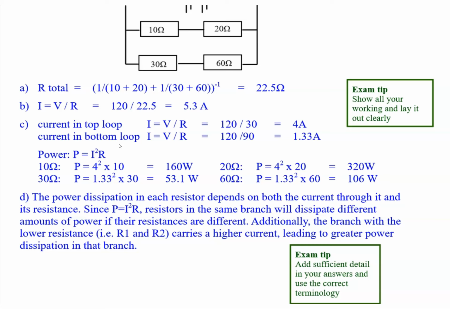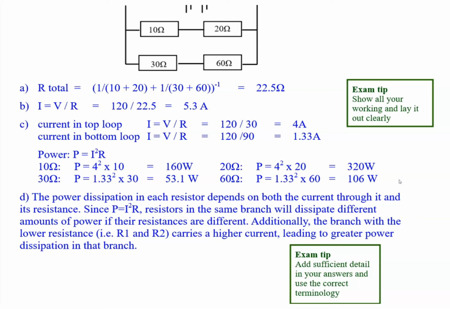Very, very important. So we can see that, because of I squared R, resistors in the same branch will dissipate different amounts of power if the resistances are different. Again, all we're doing here is applying the numbers to this formula. In the top loop, it's the same current all the way through, but the values of R are different. We have 10 and 20, therefore the values of power are going to be different.